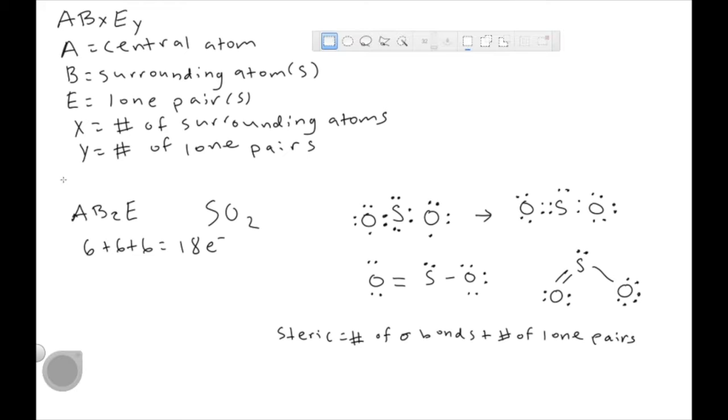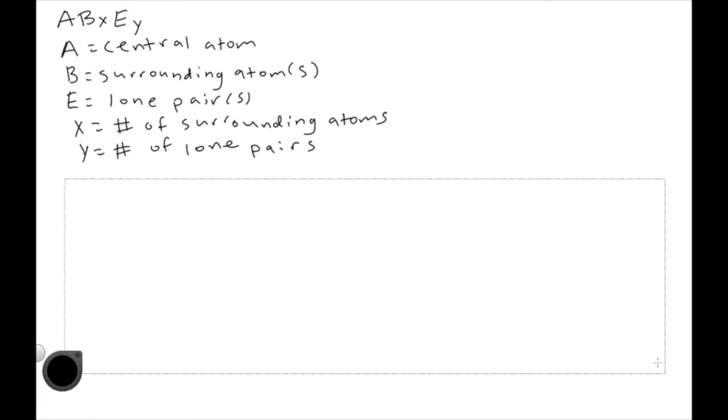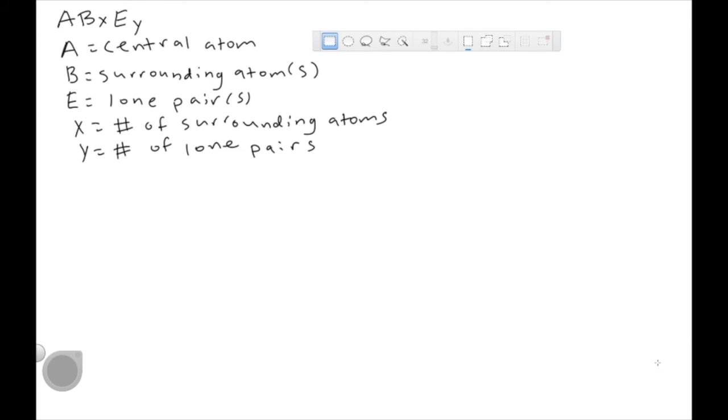So for our next example, we have molecules in the form of AB3E, right? So A, B sub 3 E, and that's going to be a central atom with 3 atoms surrounding it with 1 lone pair. For instance, a molecule like ammonia, which has the formula of NH3.